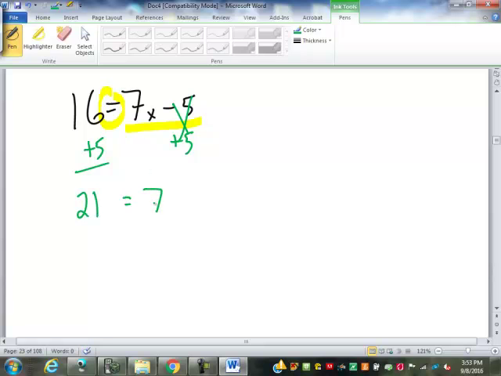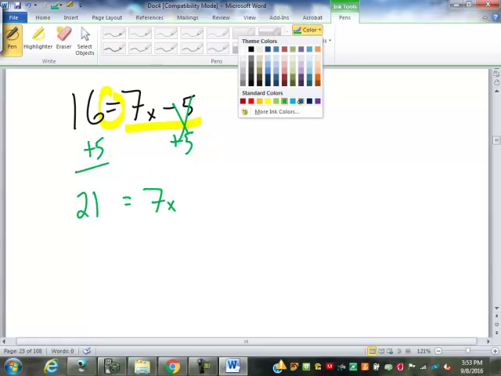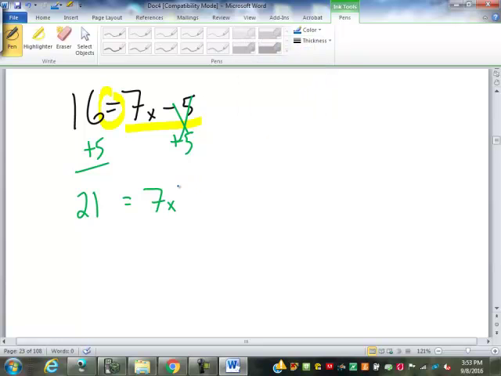All that's left here is 7x. And then divide by 7. So 7's gone, we just have x there. 21 divided by 7 is 3.